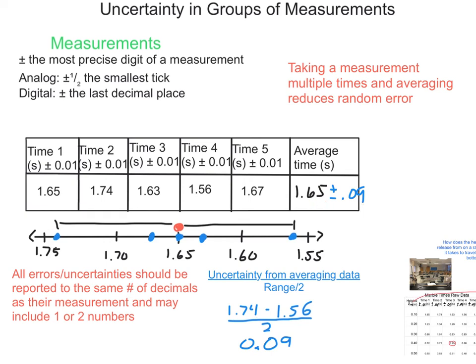To summarize, we end up taking measurements multiple times to reduce random error. The uncertainty of a single measurement is just from the device itself. But whenever we take an average, a lot of times the uncertainty from the average or the spread of the data will be greater than the uncertainty found specifically in the device. The data generally will be a little bit more spread out. So what you do is you cut the range in half.